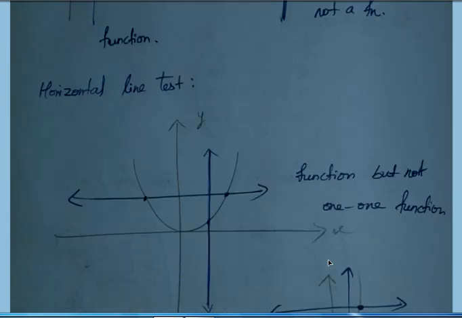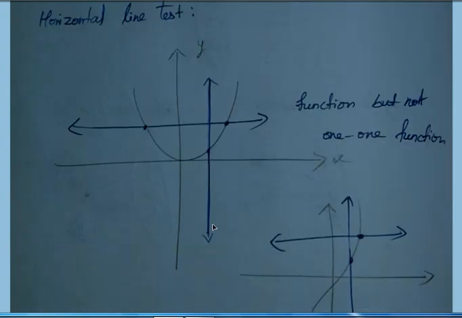Next one is horizontal line test. Horizontal line test is used to find whether the function is a one-to-one function or not. See here, it is a graph. First I draw the vertical line touching the graph at exactly 1 point, therefore it is a function, I conclude. But next I draw the horizontal line touching the graph at two different points, therefore it is not a one-to-one function, but it is a function. It is a function, but not a one-to-one function.